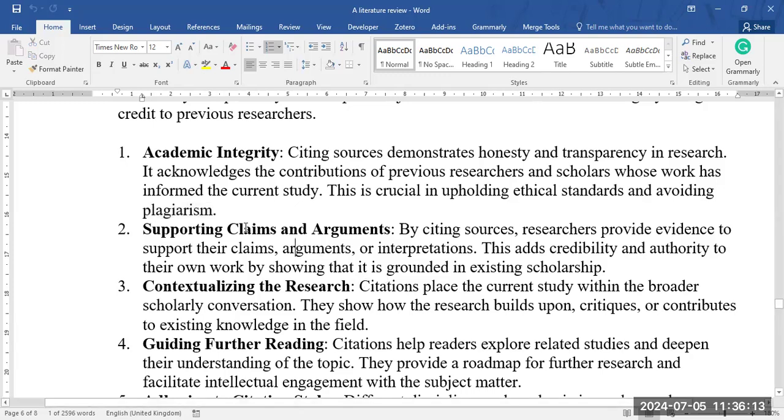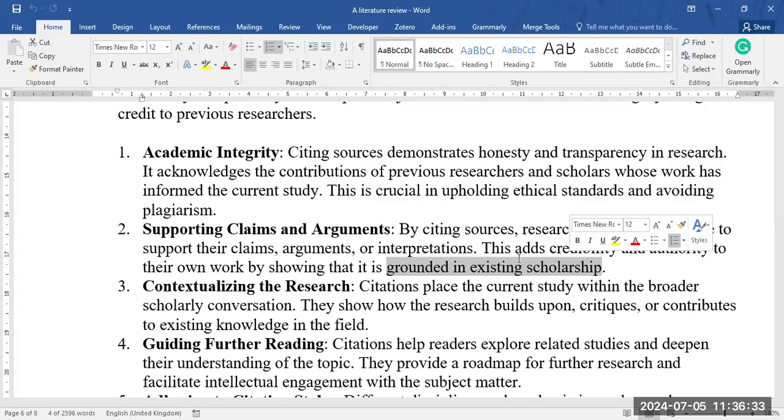Another one is supporting claims and arguments. By citing sources, researchers provide evidence to support their claims, arguments and interpretations. This adds credibility and authority to their own work by showing that it is grounded in existing scholarship. Whatever new knowledge comes, it comes with the help of previous research. Previous researchers have put in some effort, and now new knowledge can be created from the base of the previous researchers. So that's why it is necessary to cite the previous researchers' names in their particular work.